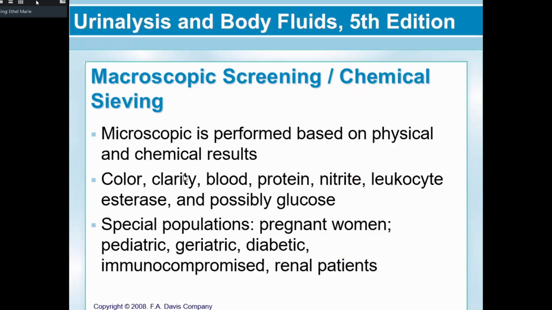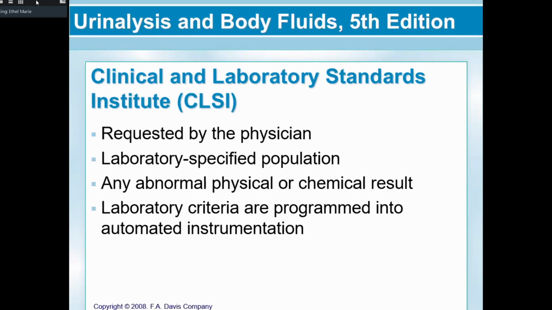So again, these are examples of the parameters that we try to check in our chemical and physical examination results, and they give us a hint of what we can see microscopically in our urine. Next, we have the recommendations by CLSI, the Clinical and Laboratory Standards Institute.